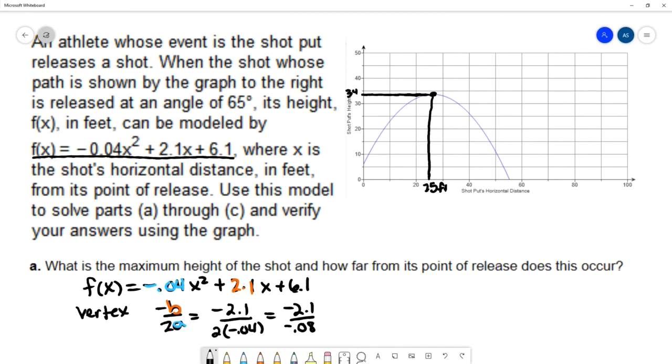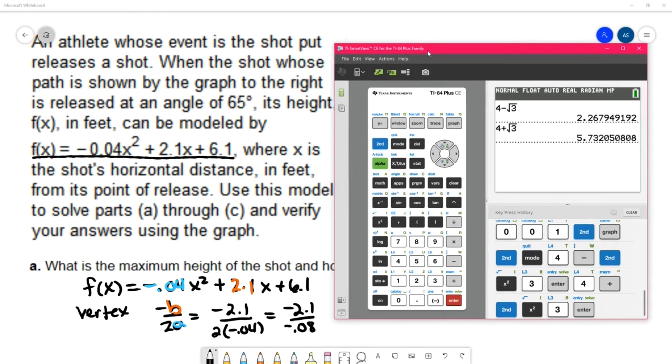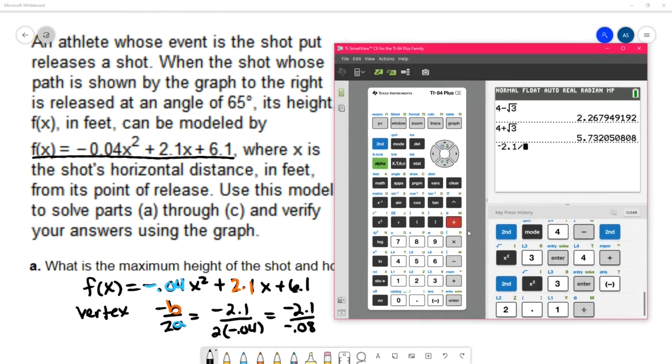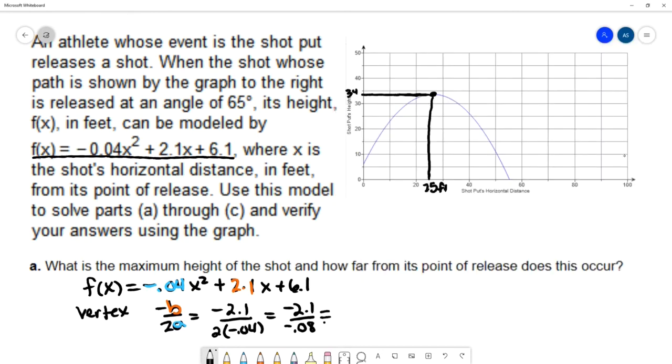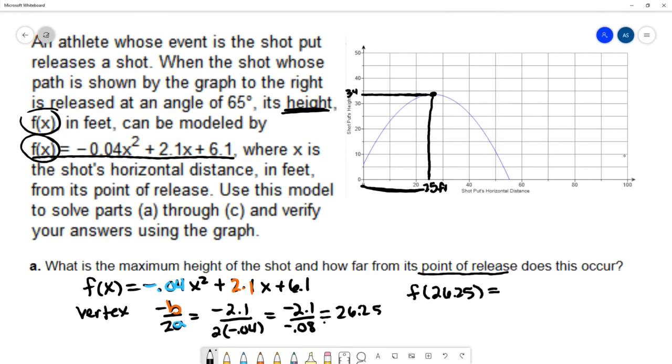Let's grab our calculator. Using the calculator, we have negative 2.1 divided by negative 0.08. We have 26.25. So this is going to be our distance from the point of release. And then to know the height, we can substitute, since f, our function, represents the height. So we can substitute this 26.25 into our function to find what that maximum height is.